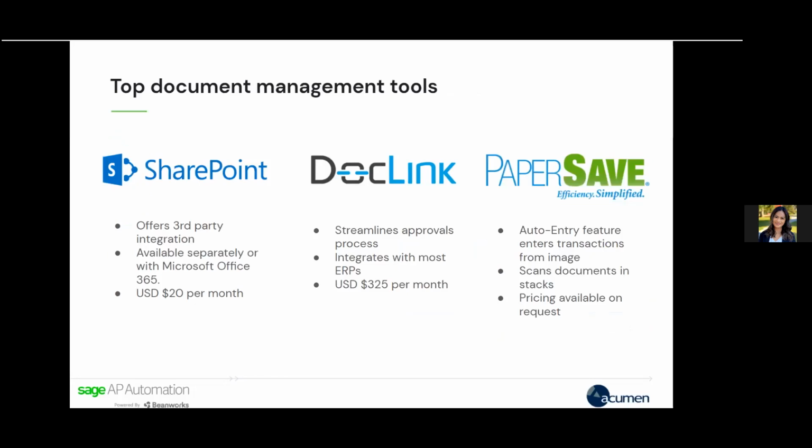So according to G2, they recommend the following. SharePoint. This offers third-party integrations, and it's available separately or with Microsoft Office 365. And this costs about $20 per month. DocLink streamlines the approval process, integrates with most ERPs, and costs about $325 per month. And finally, PaperSave. This features auto entry to enter transactions from image. It can scan documents in stacks, and pricing, it seems like it's only available through request on their site.